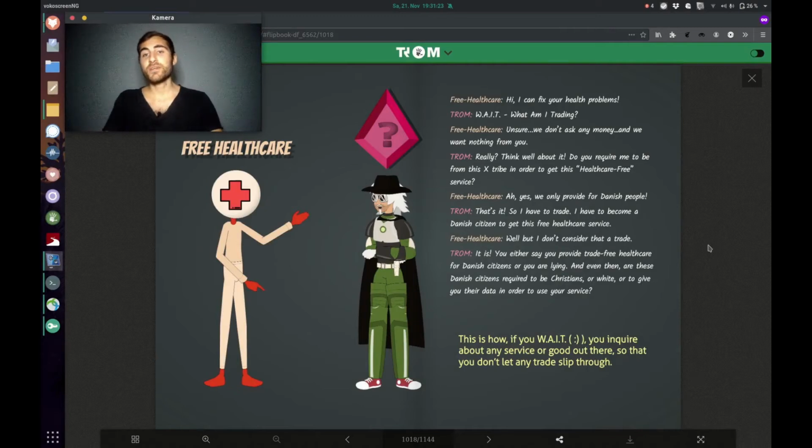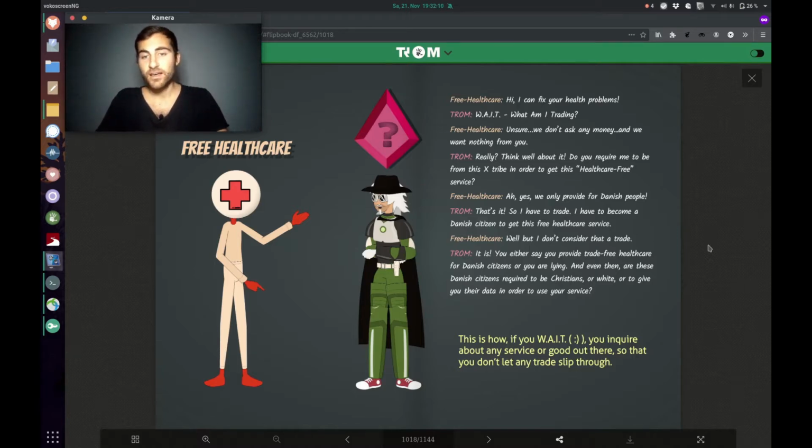Free healthcare is coming and saying, hi, I can fix your health problems. The TROM superhero is like, wait, what am I trading? Free healthcare answers, unsure. We don't ask for any money and we want nothing from you. TROM superhero is like, really? Think well about it. Do you require me to be from a certain tribe in order to get this free healthcare service? And free healthcare is like, yes, we only provide for Danish people. And the TROM superhero says, that's it, so I have to trade. I have to become a Danish citizen in order to get this free healthcare service.